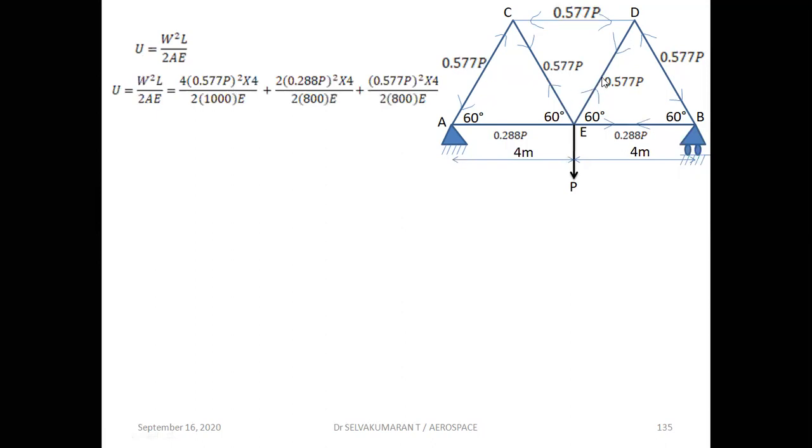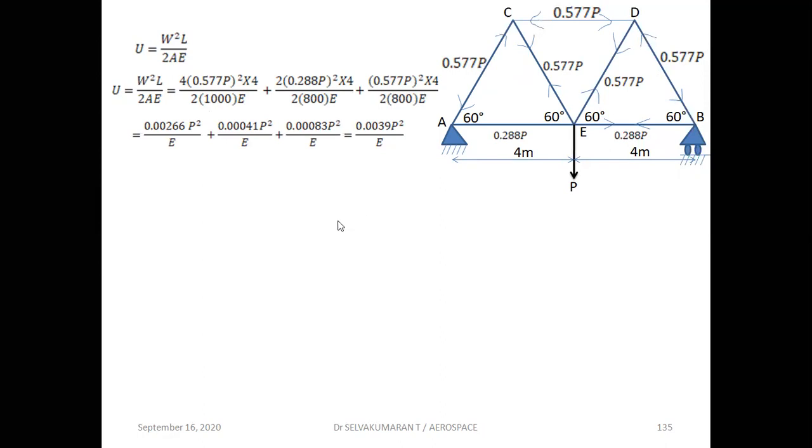You can see 1, 2, 3, 4. All four have the same magnitude, same length, same area, so I have multiplied by 4 here. And this one is the horizontal. These two have the same magnitude, same length, same area, so multiply by 2. And this has a different magnitude, so I have shown it separately here. So this is the total strain energy stored here, 0.0039 P square by E.